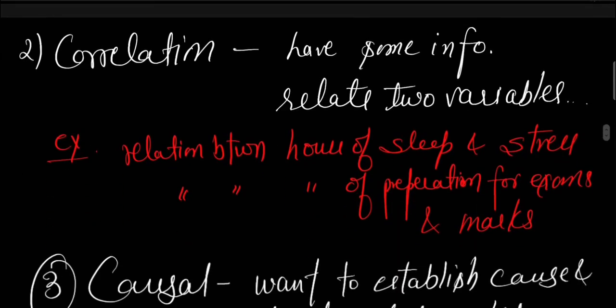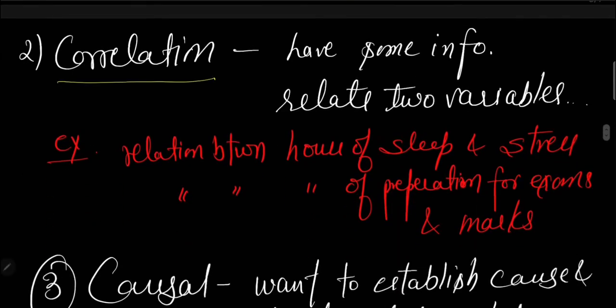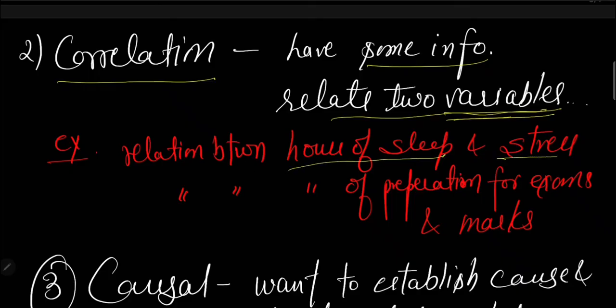Next, correlation. Okay, it's like a relation between something. Here we have some information about the subject or idea, so we'll relate the 2 variables. Okay, about variables we'll talk later. So for example, relation between hours of sleep and the stress, hours of preparation for the exam and the marks we got. Okay, they are 2 different variables, we are correlating them. That comes under correlation questions.